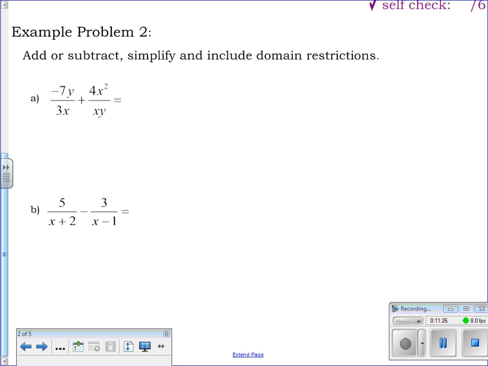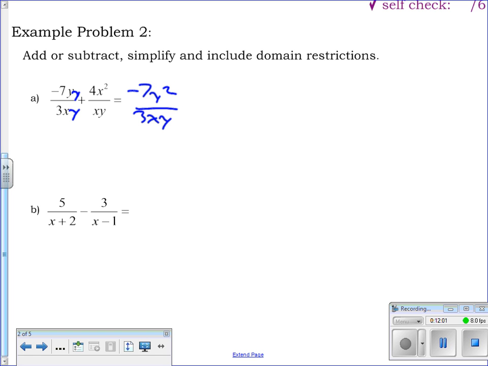Okay, so I look at the first set of fractions and I go, okay, what is in the denominator of my second fraction that's not in this denominator? What's here that's not here? Y. That means I have to put a y in here. How do I get a y in here? I multiply times y. And if I multiply the denominator, I must multiply the numerator. So this fraction now becomes negative 7y squared over 3xy.